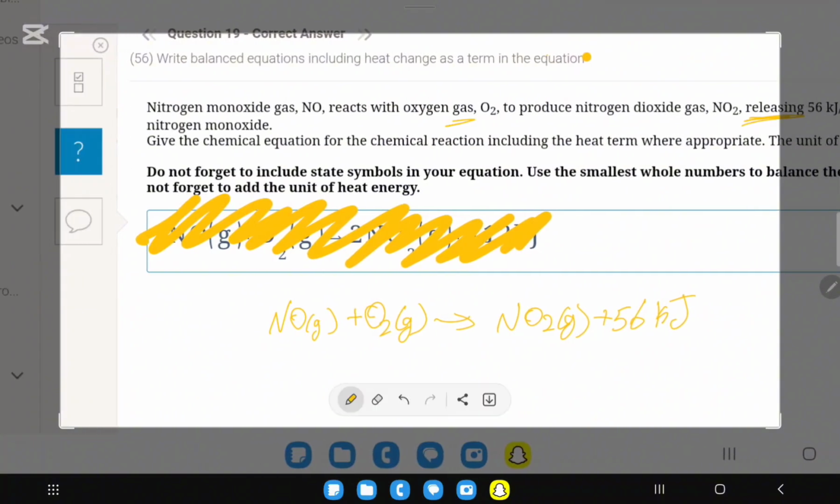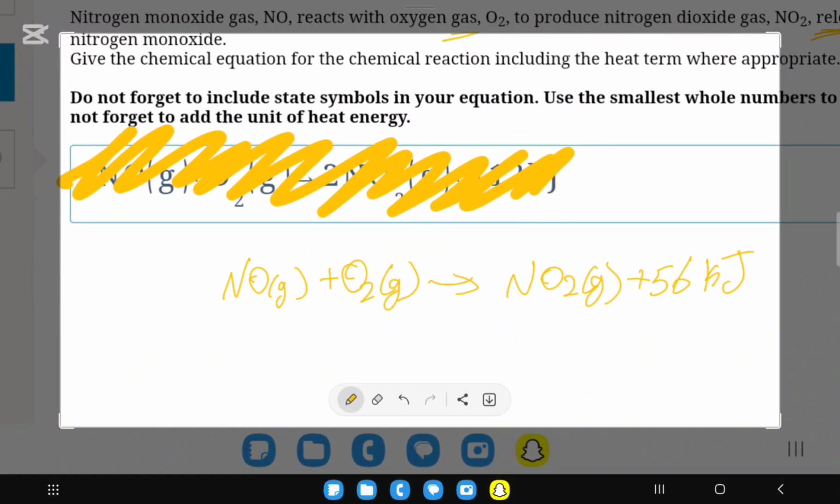So we start balancing. As I said before, balancing is trial and error. NO and O2, we start with N. N here is 1, O is 1 and 2, N here is 1, O is 2.